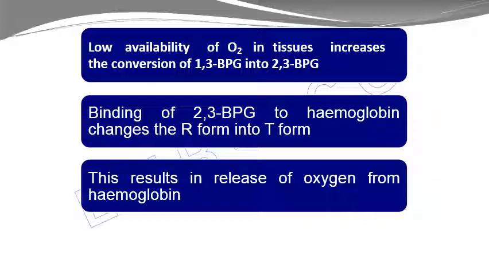So when our body needs oxygen, there will be more conversion of 1,3-biphosphoglycerate into 2,3-biphosphoglycerate. This will allow the 2,3-BPG to bind to the central cavity and hence help us to release the oxygen. Just the opposite will take place when we have a very high amount of oxygen.